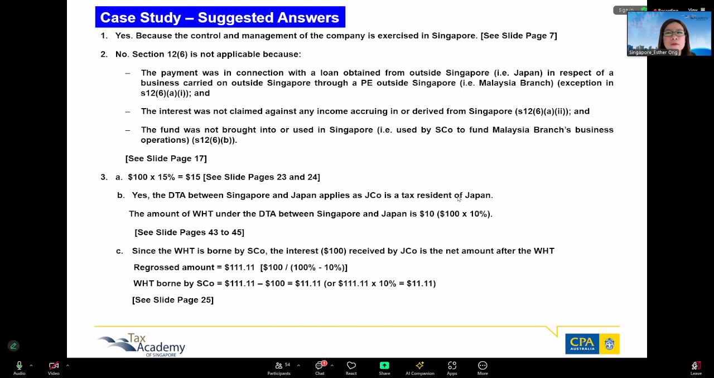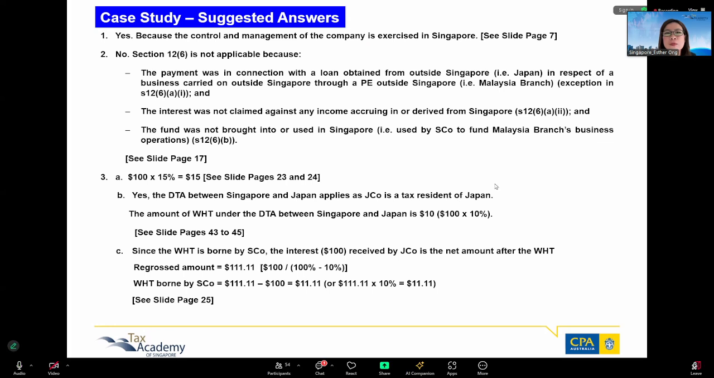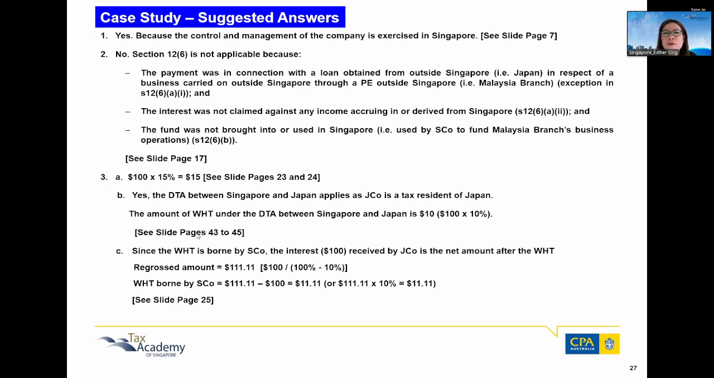So my point is, is it okay we just quote the section, like 12.6, without elaborating? No, I think you still have to highlight which part of that section you're applying to support your answer. If you just tell me withholding tax is applicable under section 12.6, then that's not sufficient. You need to elaborate why it is applicable under section 12.6, which part of section 12.6 supports your understanding and the answer.